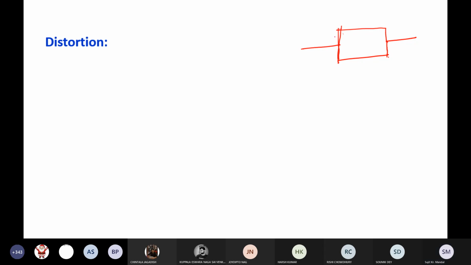Distortion is something like, suppose you have purchased a showpiece, right? Somehow it is distorted or it is broken, or what you wanted is somehow not as per your expectation. So that is distorted. Okay, this is what distortion means.